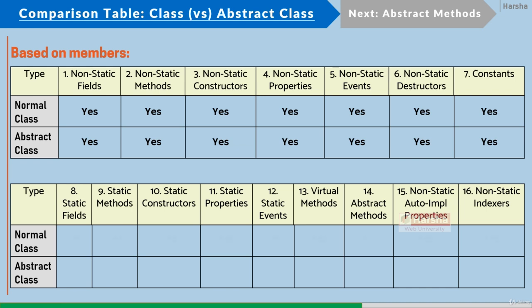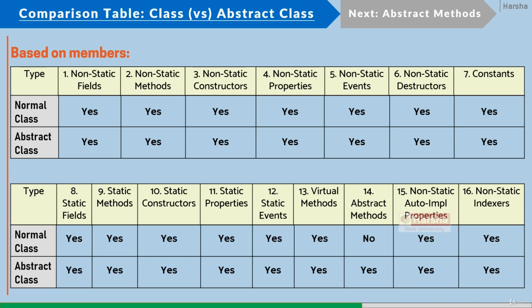And as a continuation, in the normal class, you can define almost all types of members, including static fields, static methods, up to non-static indexers, except only one thing, that is abstract methods. But in the abstract class, you can define all types of members, including abstract methods. So overall, what you can understand from this comparison table is, you cannot define abstract methods in the normal classes. I will explain about abstract methods in the next lecture.